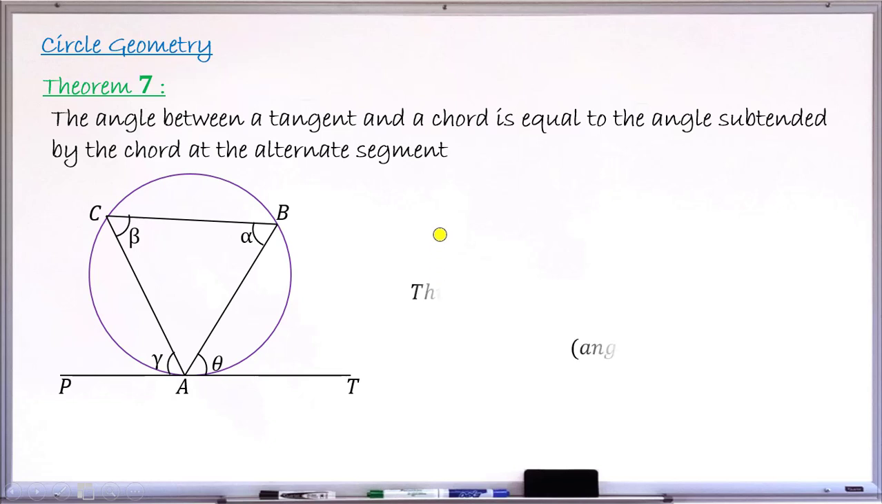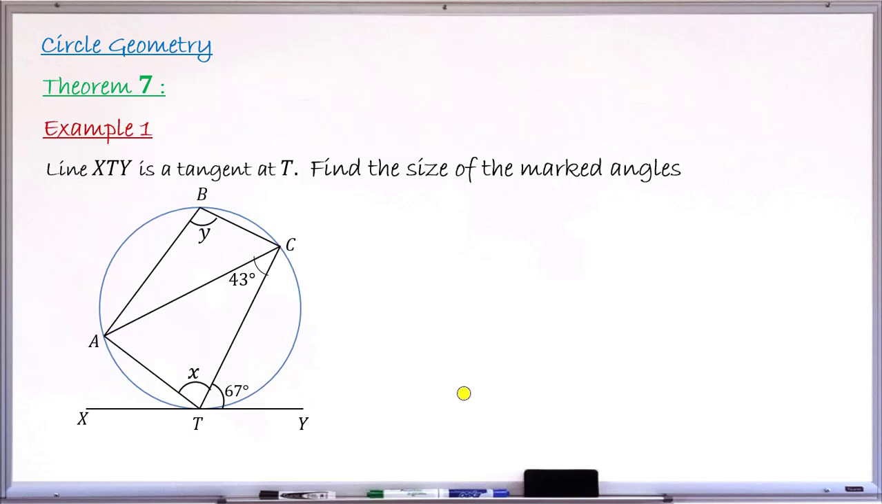Let me just write it. So I have theta equals beta. Theta and beta are equal. And I also have gamma and alpha equal. And the reason you must write whenever you make this assertion is: angle in alternate segment. We are going to make use of this theorem and answer problems. Let's just move on and take examples.